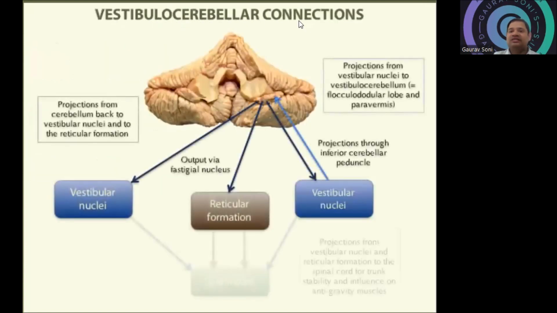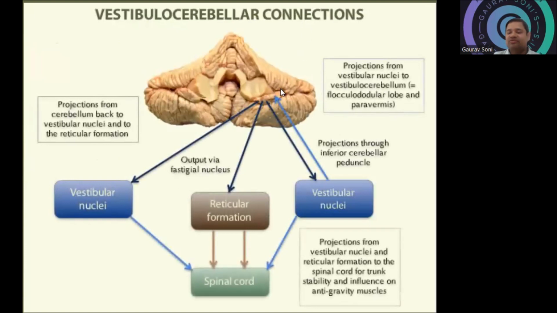Now vestibulocerebral connections, you can see they are coming from the flocculonodular part of the cerebellum. So projection from cerebellum goes back to vestibular nuclei and to the reticular pathway. Projections from the vestibular nuclei go to the vestibulocerebellum, that is the flocculonodular lobe plus paravermis. So you can see there are three parts: vestibular nuclei, reticular formation, and again vestibular nuclei. The output is via the vestibular nucleus. Vestibular nuclei, reticular formation, and vestibular nuclei again will give some instruction to the spinal cord.